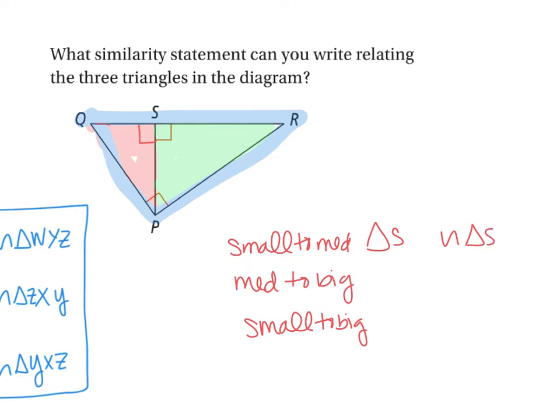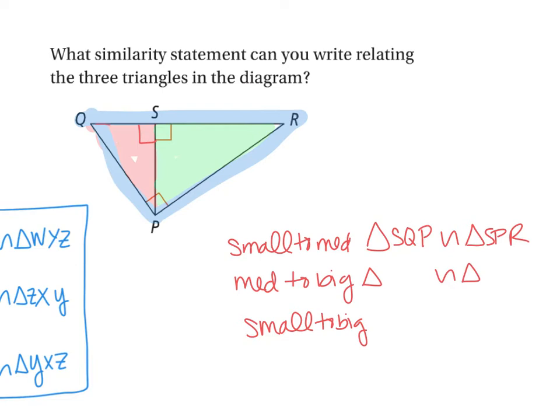The fat angle, we'll do that one next. The fat angle on the small is Q. Fat angle on the medium one would be P. And then we have the skinny angle on the little one, so that would be P. And the skinny angle on the medium one would be R. All right, that one's done.